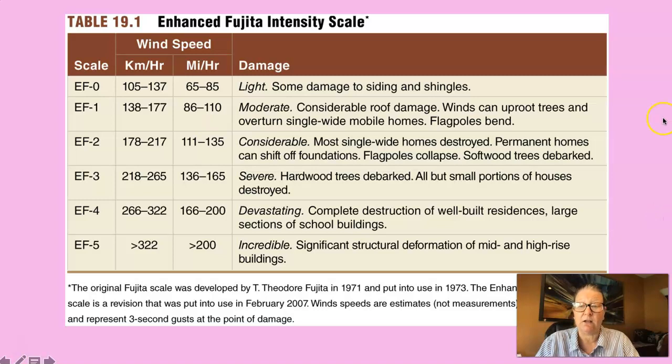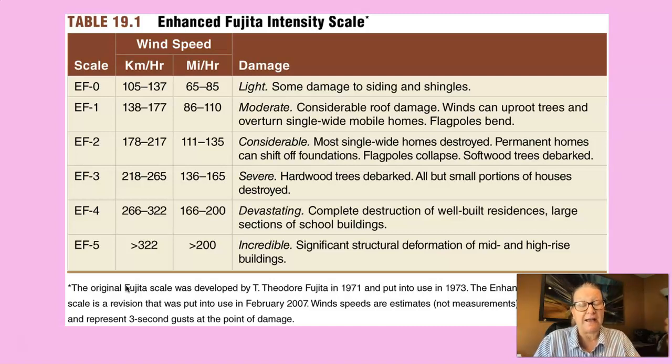There is a scale for tornado strength, and in many cases these wind speeds have to be estimated based on the damage. So here's some damage here. It's called the Fujita intensity scale, and it's a scale of 0 to 5. And what's interesting is that there's also a hurricane scale. I'm sure you've heard of Category 1, Category 2 hurricanes.